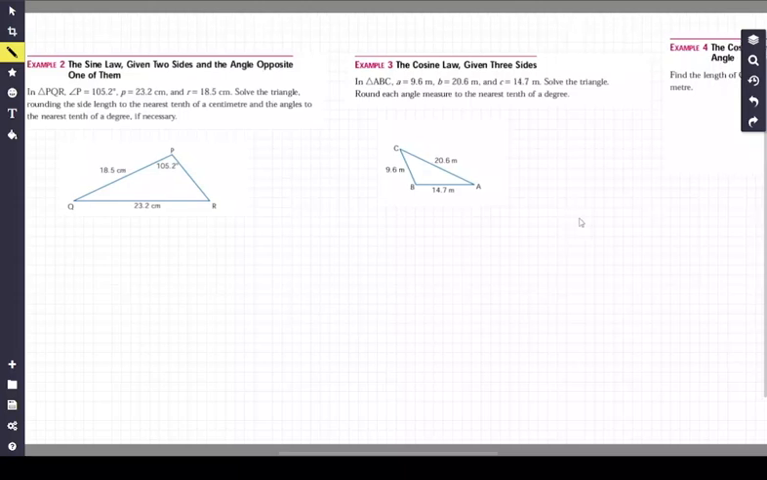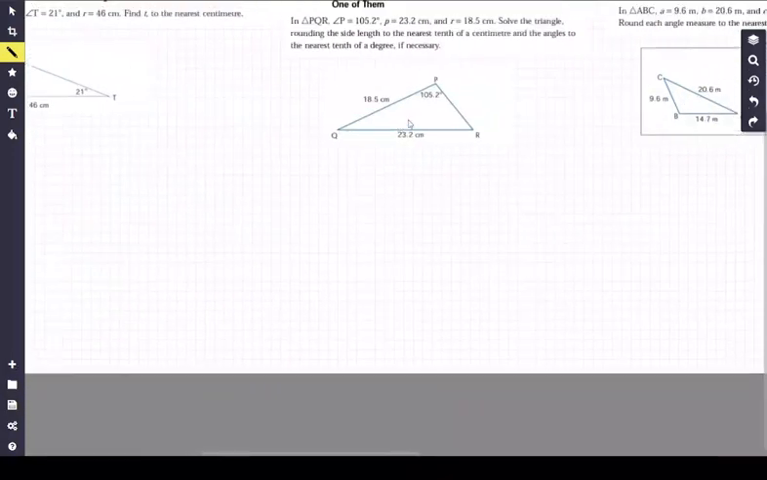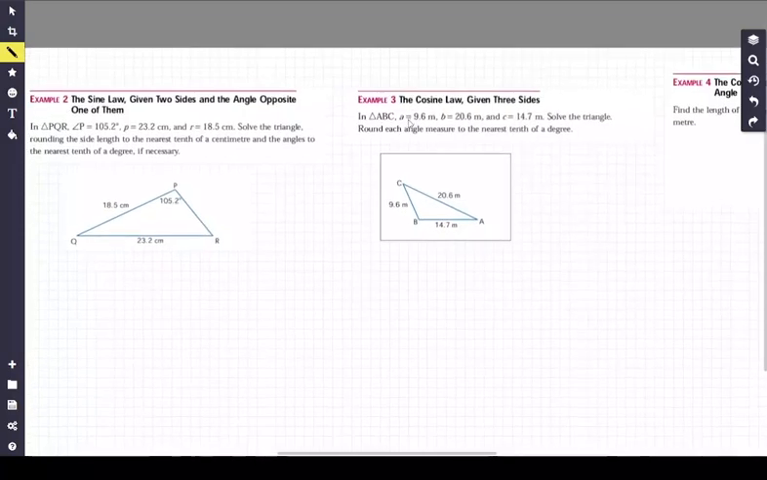So remember the cosine law. Oh, I deleted it. It's okay. If we remember the cosine law, it's a squared equals b squared plus c squared minus 2bc cos A. So let's see what we can use this on. We want to solve the triangle, basically finding the inner angles. So we can use one cosine law, and after that we can use some sine law, right? Let's go ahead and do that.